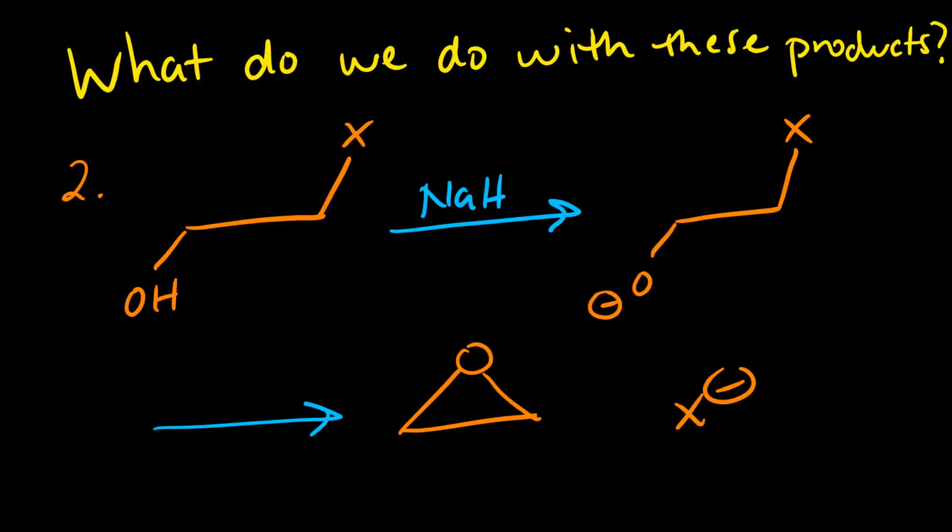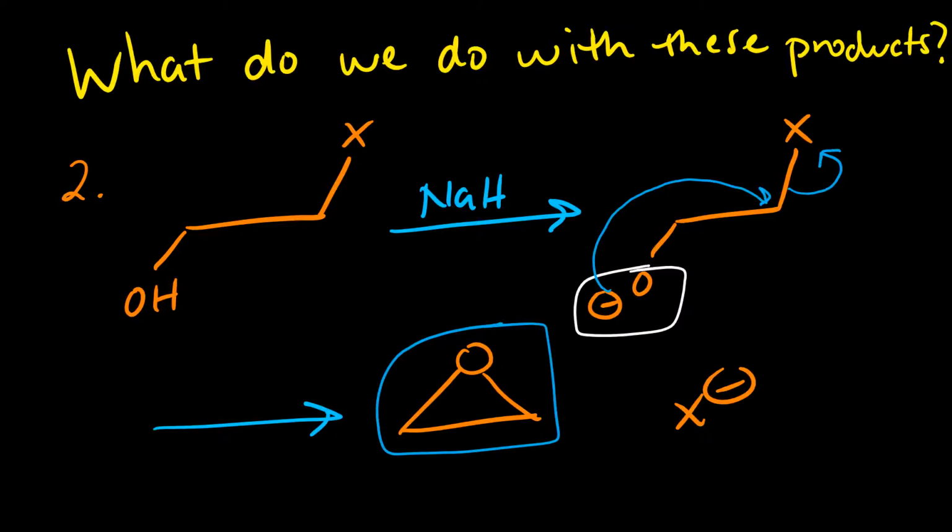And a halohydrin really only has one purpose. If you treat it with sodium hydride, that's going to deprotonate the oxygen here, and then that oxygen is going to come up and do an SN2 type substitution, a ring closure, to give you an epoxide product, which is also a really important reaction. So this is one way to make an epoxide. You will learn a second way when we get to chapter 12.